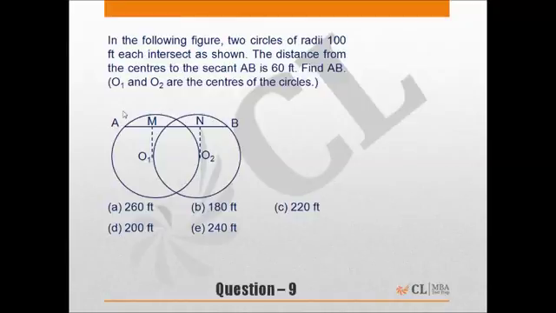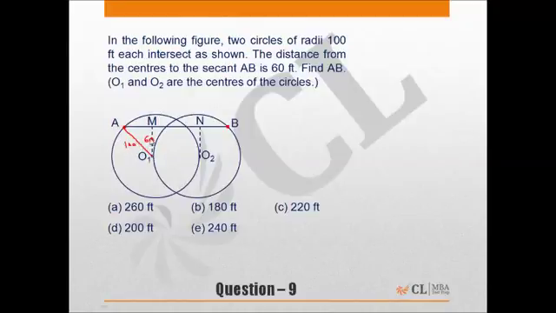In the following figure, two circles of radii 100 feet each intersect as shown. The distance from the center to the secant AB is 60. That means this dimension is given as 60, O1M. Find AB. I need to find out this distance AB, and we have the radius as 100.